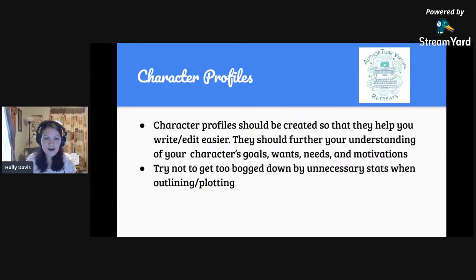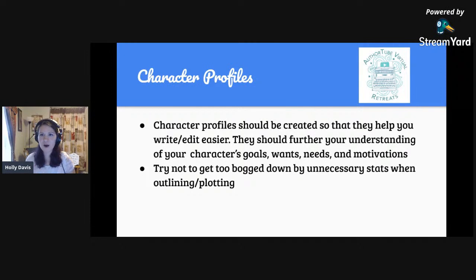So this part is something that I think is really important: try not to get too bogged down by unnecessary stats when outlining or plotting, which is something that I started off doing. Even in the last work in progress I had outlined, I gave all these nitty gritty specifics, and sometimes it's not really important and it doesn't help you get to know the character better. For example, writing down and figuring out your character's favorite song or their best friend in third grade. It's like, okay, you're finding out some of this stuff, but is this backstory really important?